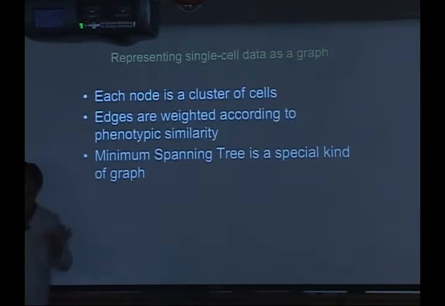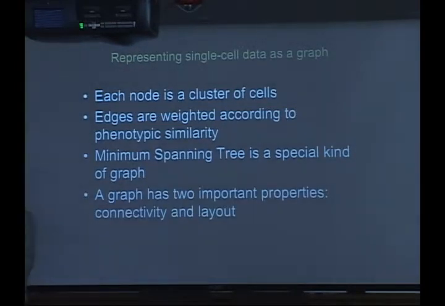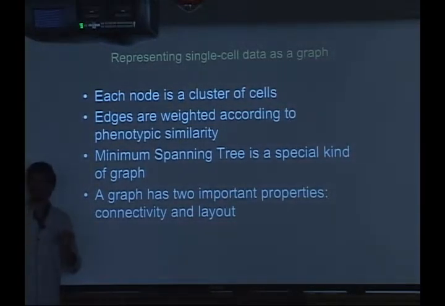We're just saying that the minimum spanning tree is a special kind of graph, but we can make a more general graph that represents this data. There are two very important properties that the graph has for this purpose: the connectivity and the layout. The connectivity just tells you who is connected with what, so the edges in your graph.